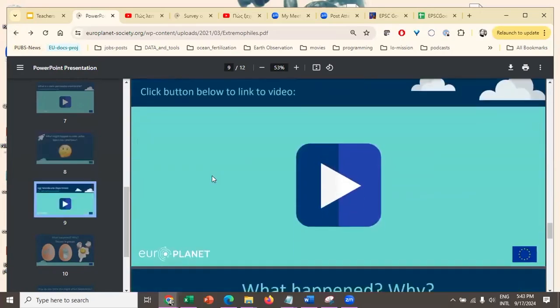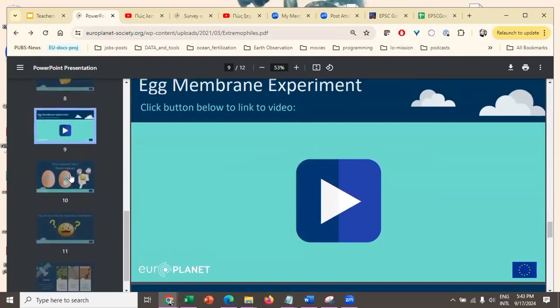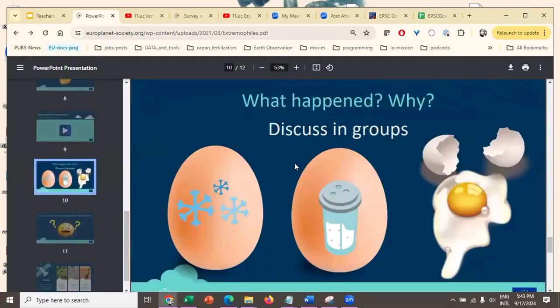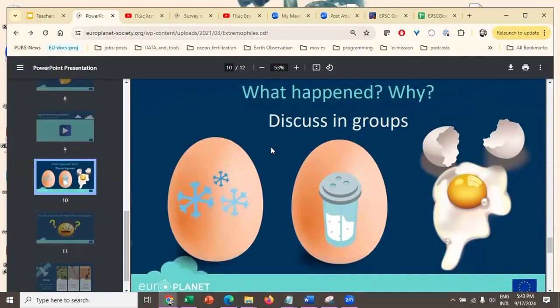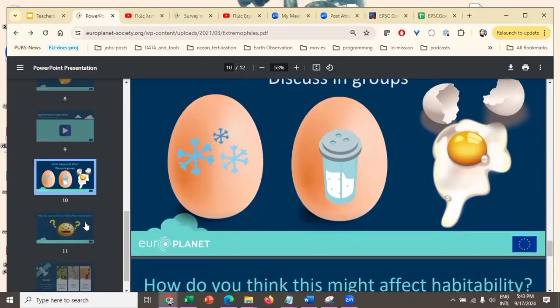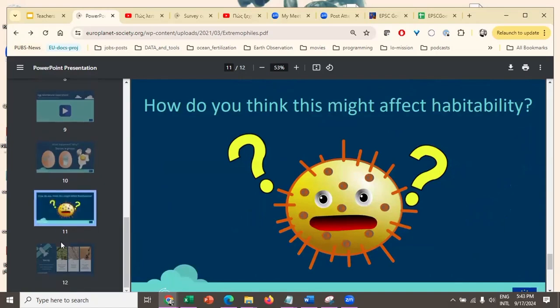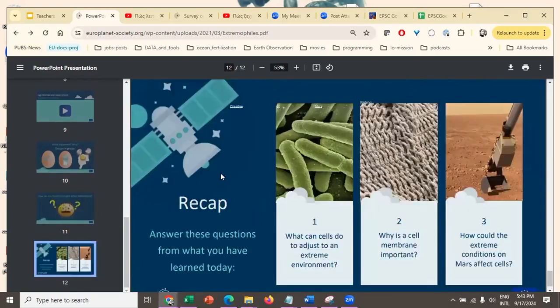There is another experiment demonstration with an egg membrane. I'm not going to show it to you, but it's available. And I think this is the example that has to do with the salt and the water. And you can see different effects. So actually, you can discuss further about habitability based on the results.